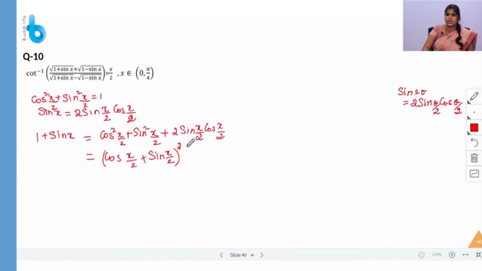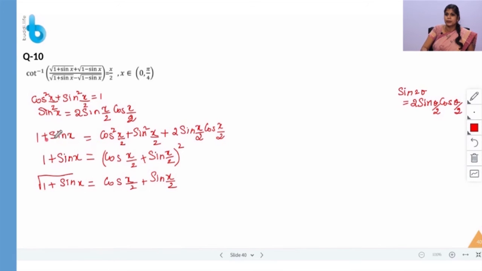So what is our left hand side? Root of 1 plus sin x, right? So if you take square root, the square will get cancelled on the right hand side. So cos x by 2 plus sin x by 2.